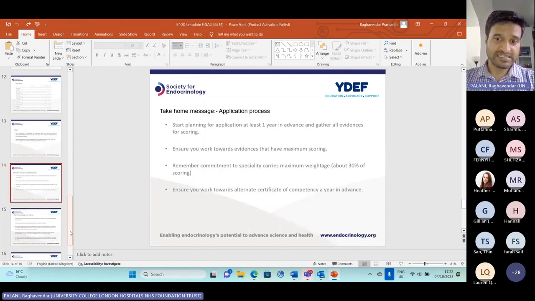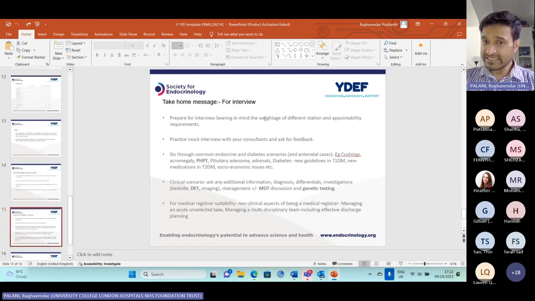It also states that you have to see 500 acute medical patients. So keep a logbook of all the acute patients that you see, so that when you go to your consultant to get your alternate certificate signed off, there are no issues and you have all the evidence. And for the interview, bear the differences in weightage in mind. Clinical scenarios for endocrinology and diabetes bear the maximum weightage, so give more importance to them.